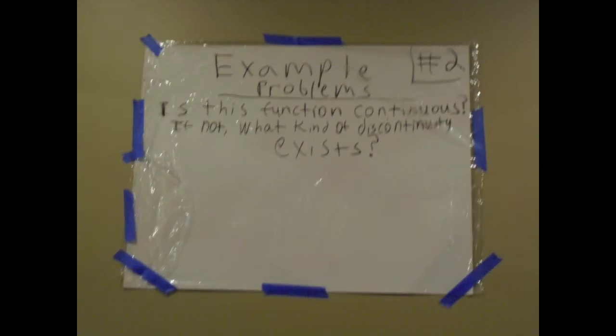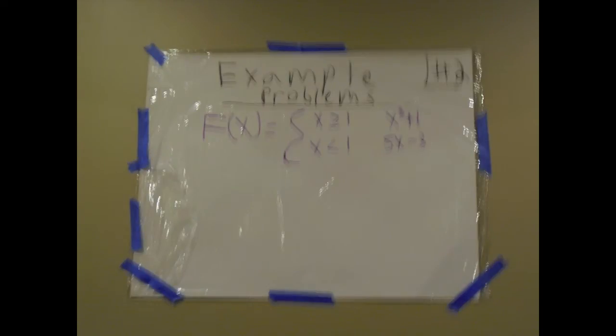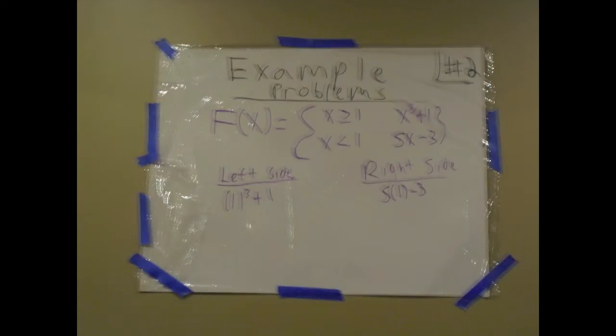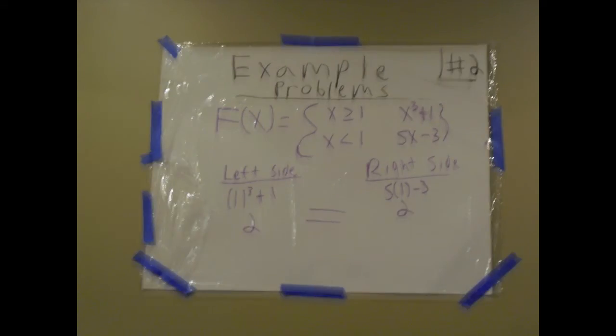Example number 2. Is this function continuous? If not, what kind of discontinuity exists? This function is a piecewise. When x is greater than or equal to 1, the function is x cubed plus 1. When x is less than 1, the function is 5x minus 3. The only place discontinuity can occur on this function is at x equals 1. We can look at both the left and right hand sides of this function at this point to find if discontinuity does exist. When we plug 1 into both these equations, we find that they both come out to be 2. So yes, the function is continuous.